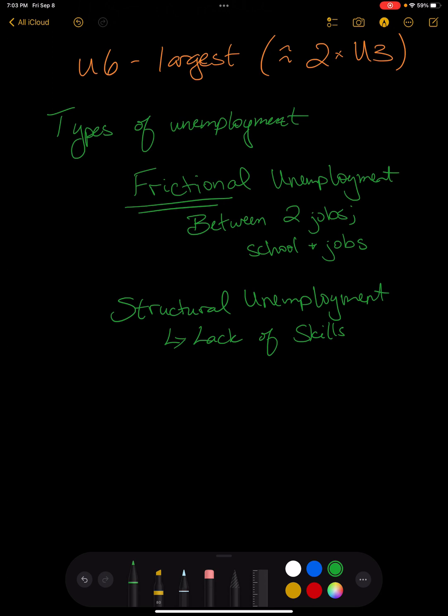You can't go straight from mining to, say, long distance, 18-wheeler driver type thing, right? There's something that has to happen in between. So your skills don't match what's in demand is basically one way of thinking about it. Or that the value of your skill is no longer what it used to be. People just don't want to hire you for the wage that you believe you're worth.